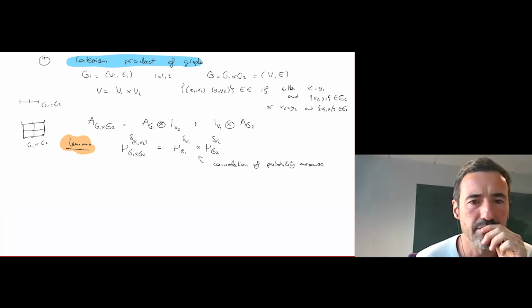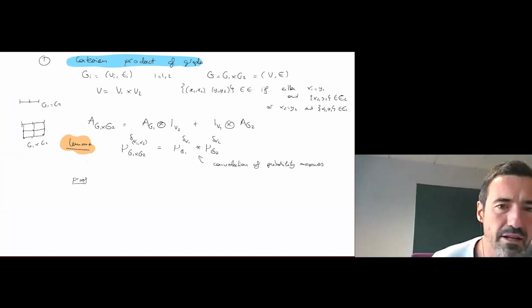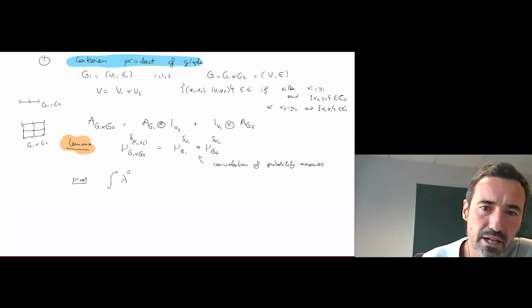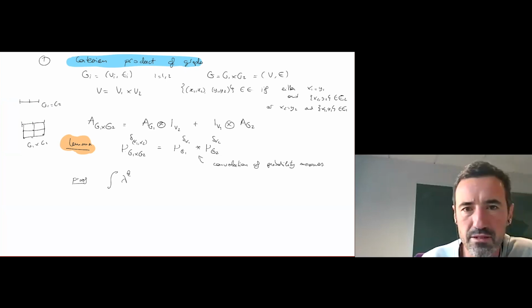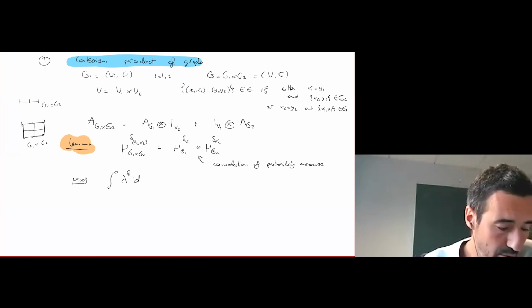Okay, I will just write a very short proof, just to be sure that everybody is familiar. This will allow us to see again the main definition. You want to identify the k-th moment. Usually the easiest way to access the spectral measure is to compute its moments.